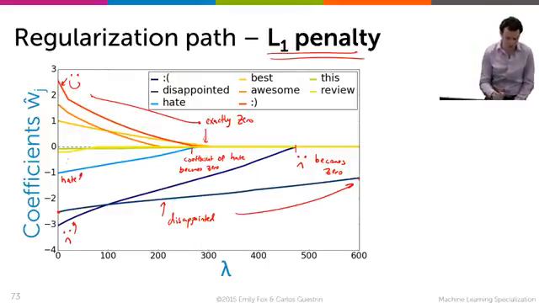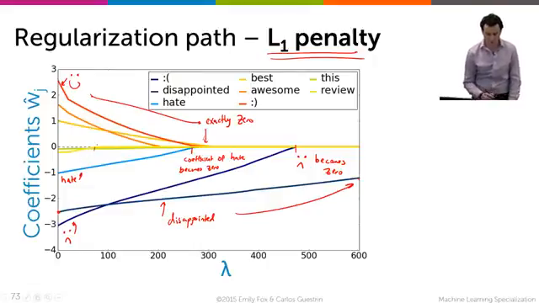So you see these transitions. The coefficients of those small words like reviews go to 0 early on. Smiley face lasts for a while and then becomes 0. Frowny face lasts longer and then becomes exactly 0. But for sufficiently large lambdas, all of those are 0 except for the coefficient of disappointed.